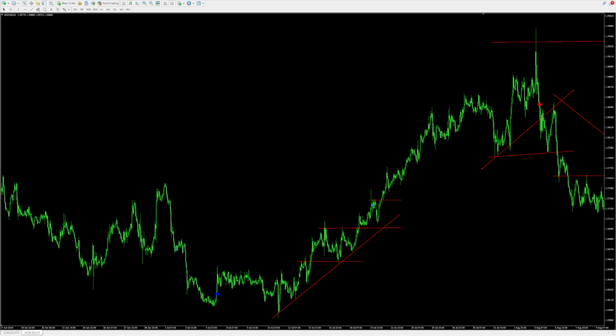Same again. Pullback, breakout. Not all breakouts will be cut and dry, but that's why we have a stop loss below the low to give ourselves room to maneuver.